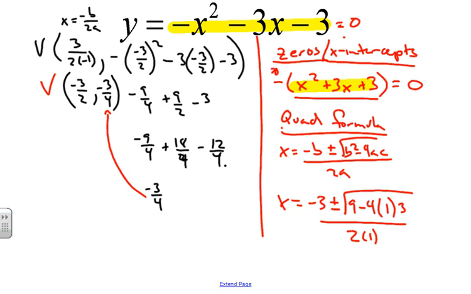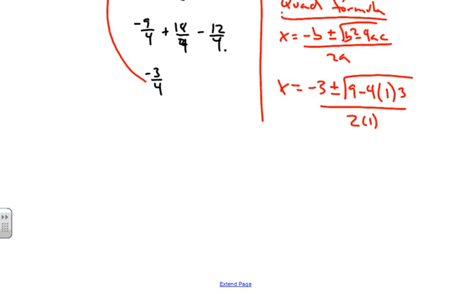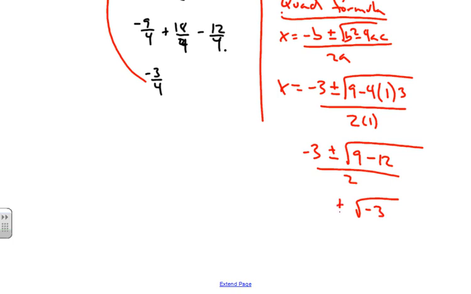So when we solve this and find our zeros, we get negative 3 plus or minus the square root of 9 minus 12, all over 2. And this is where we have a little pause, because we get negative 3 plus or minus the square root of negative 3. Well, how can that be? That's imaginary, that'll be i square root of 3. And that is what we got right there. So what does that mean?